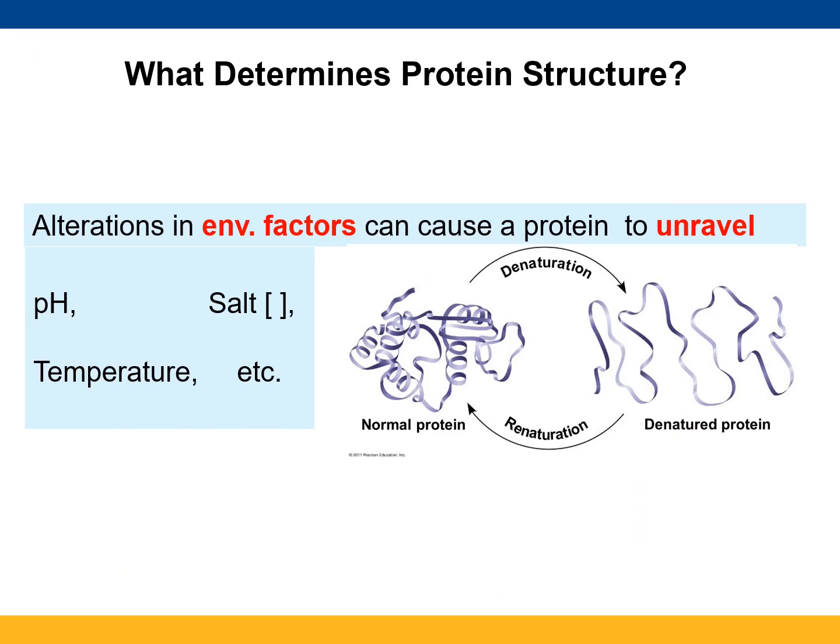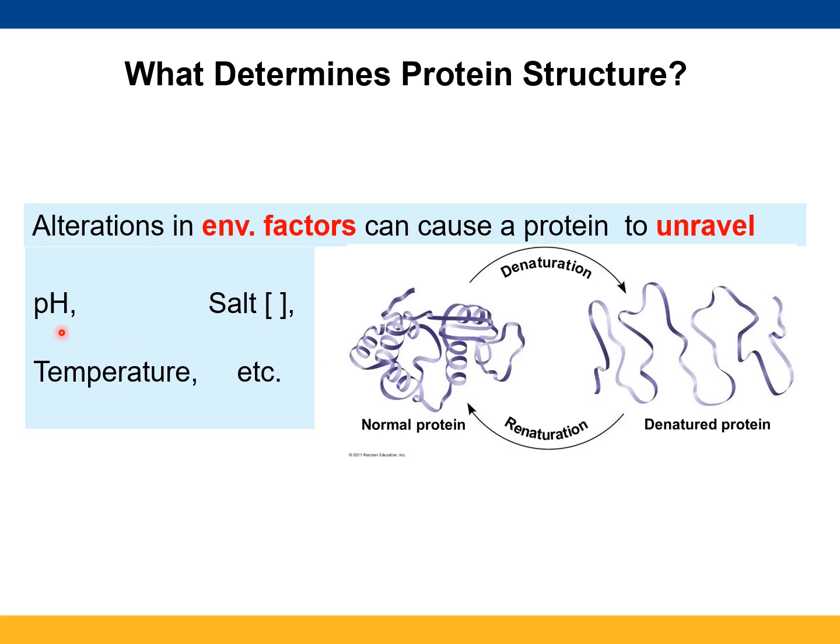Now I'm going to talk about what determines the protein structure. Here we have a normal protein, and this normal protein can be denatured. When we talk about denaturation, do you see this normal shape? Denaturation is when the protein loses this normal shape, and renaturation is when it comes back to the normal shape.